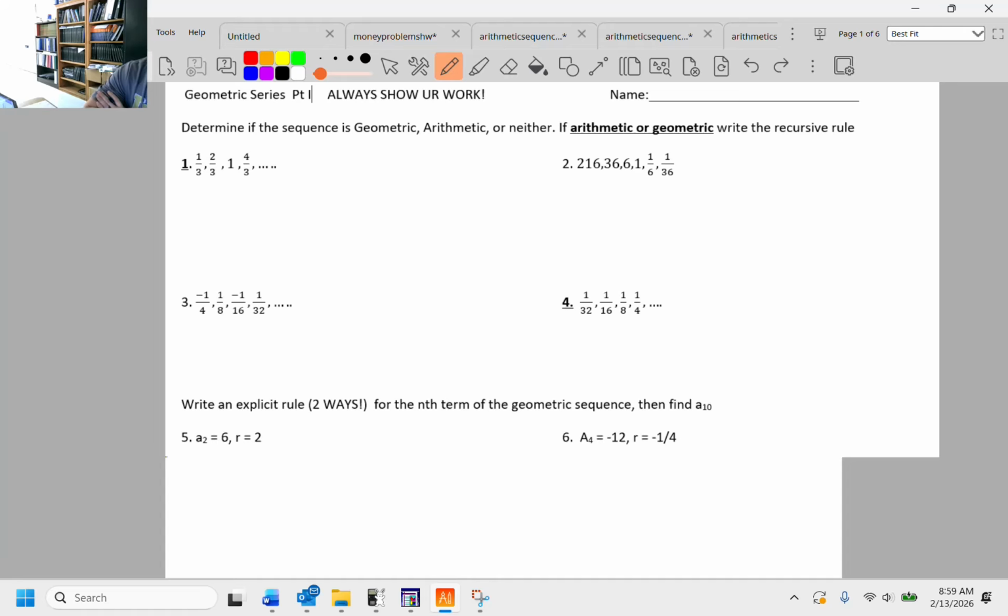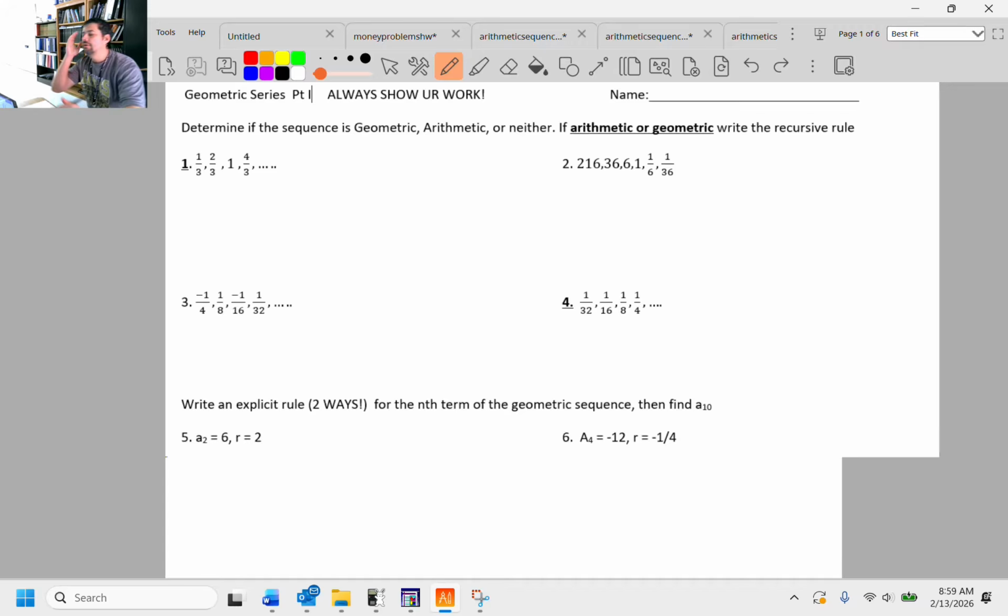All right, geometric series, part one. Again, always show your work. All right, so what's our instruction set here? Determine if the sequence is geometric, arithmetic, or neither. If arithmetic or geometric, write the recursive rule. Notice I want the recursive rule.